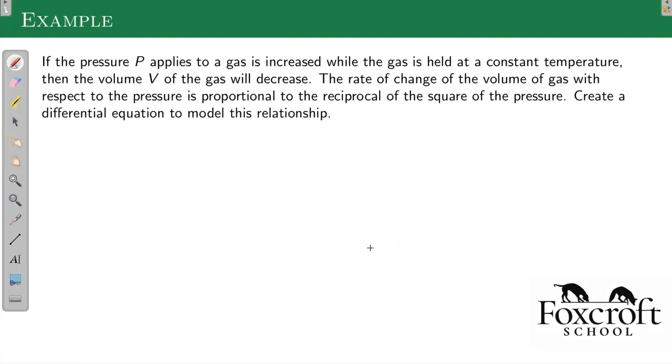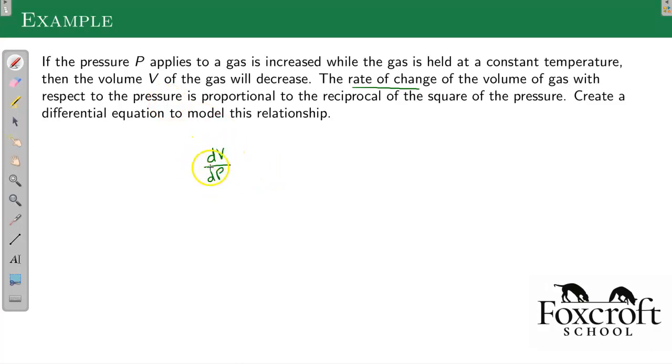All right, so these are the type of word problems that come up a lot. In this case we have capital P representing the pressure applied to a gas. If it's increased while the gas is held at a constant temperature, then the volume of the gas will decrease. And then we're looking for the rate of change of the volume. So that's our differential equation. It's the rate of change of the volume with respect to the pressure.